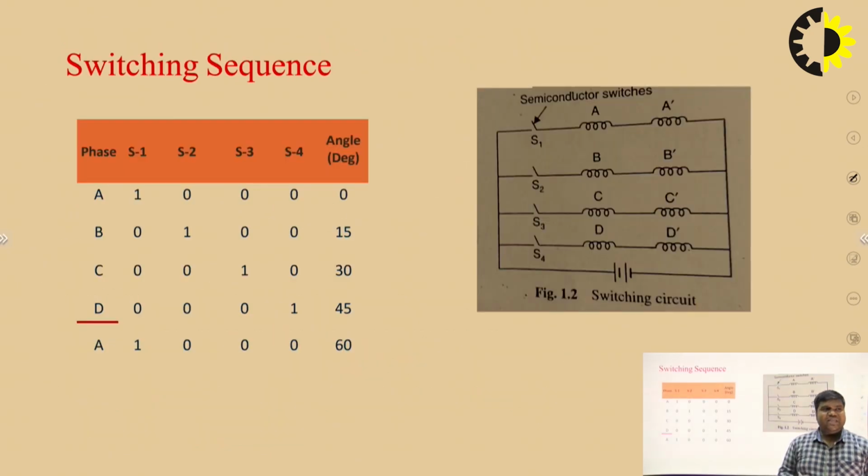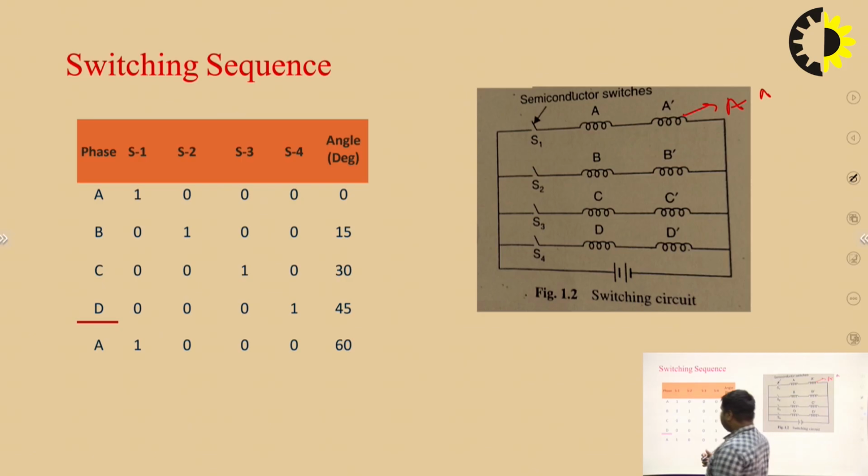Now when we see the switching sequence of the single stack variable reluctance type stepper motor, these are the switching network or switching sequence. We see the windings A and A dash, B and B dash, C and C dash, and D and D dash, which have corresponding switches S1, S2, S3, and S4. We will see the pattern of rotation of the rotor when we look at the operating principle and working structure of the single stack variable reluctance type stepper motor.